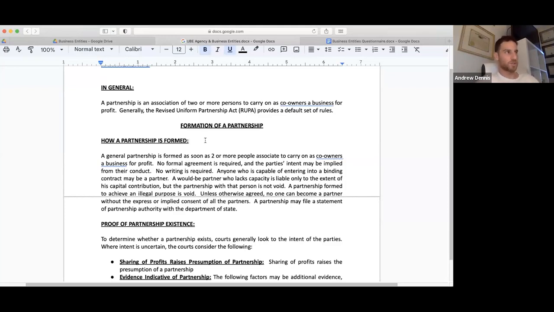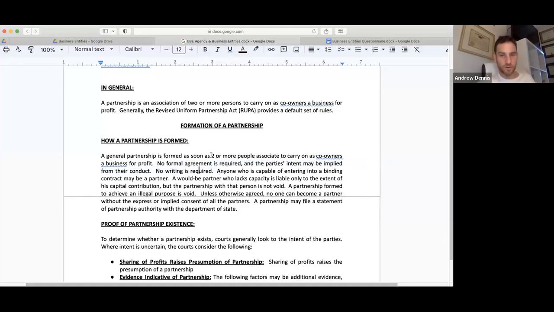But no, partnerships are more simple. It doesn't require articles of incorporation. There's no stocks and bonds, none of those things. It's just people working together for the sake of earning a profit. No writing is required, no formal agreement. There should be an agreement. A partnership agreement would be nice, but there's no need to be one.